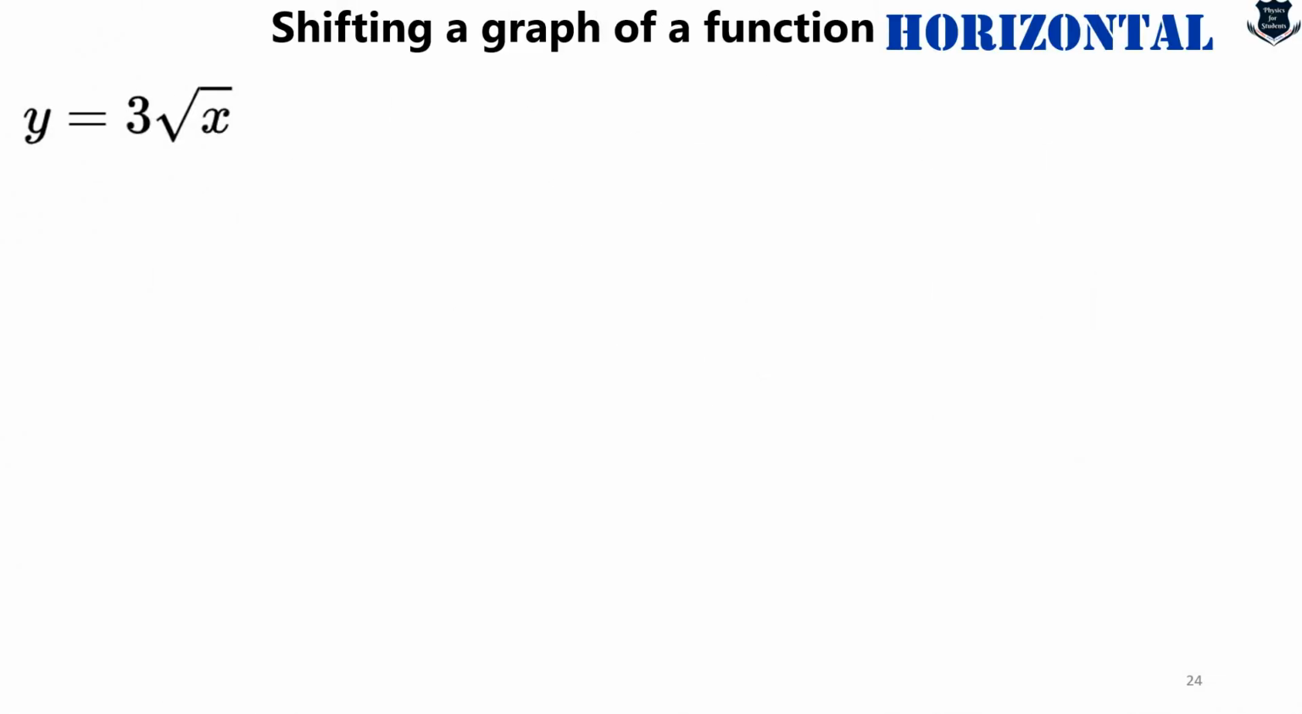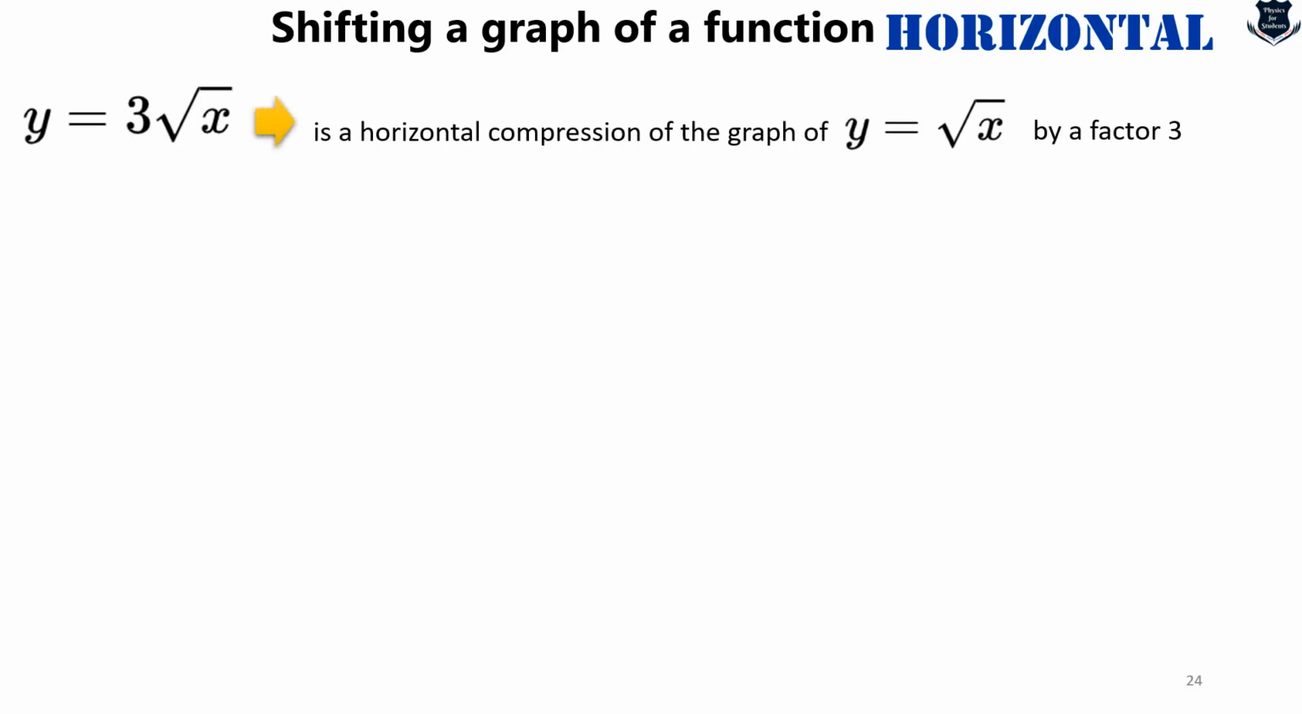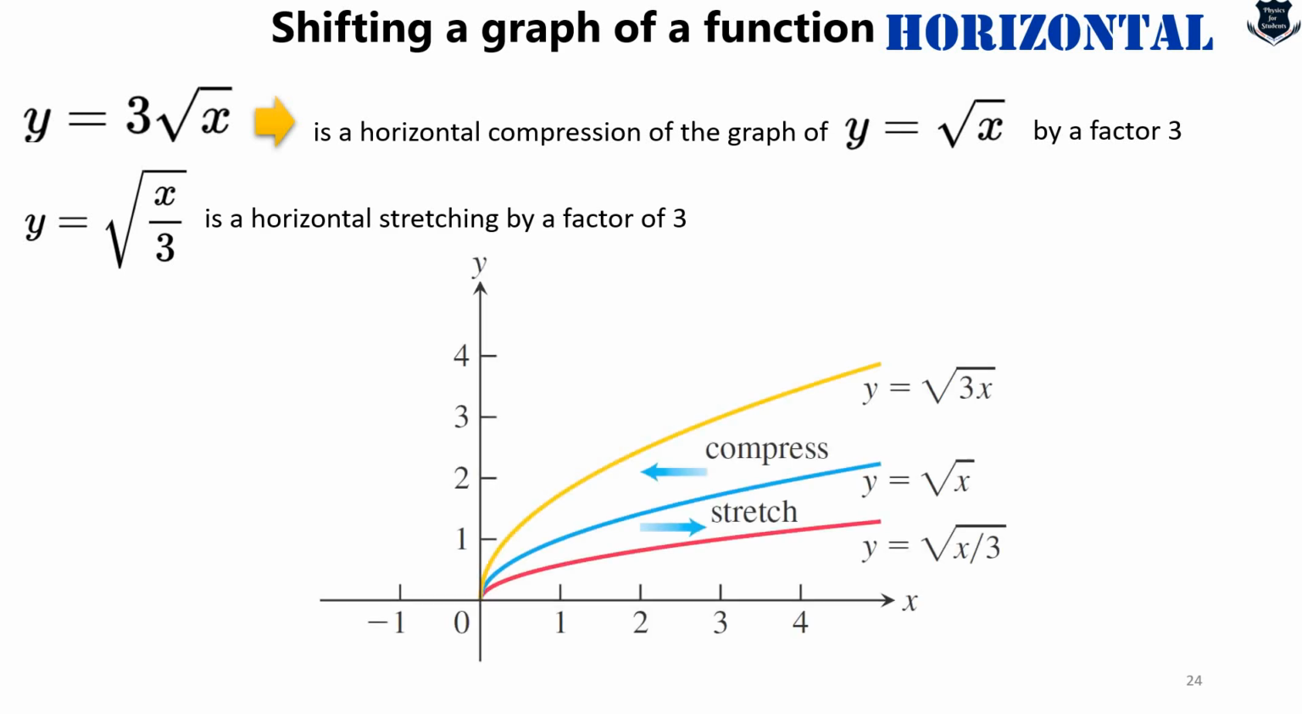What about shifting of a graph when we take it horizontally? The graph of y equals square root of x upon 3 is a horizontal stretching of the graph y equals square root of x by a factor of 3, and y equals square root of 3x would be a horizontal compression by a factor of 3.